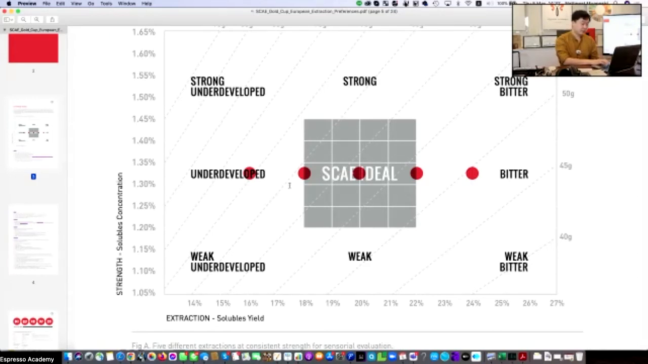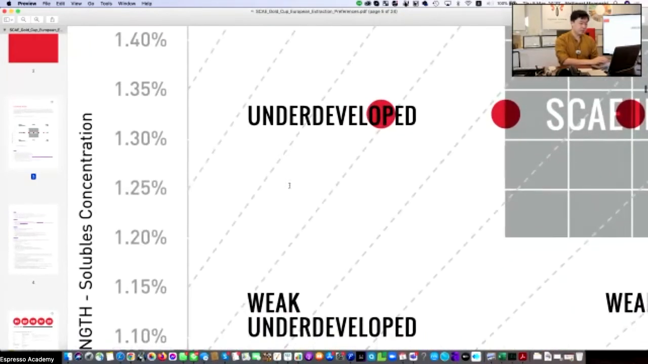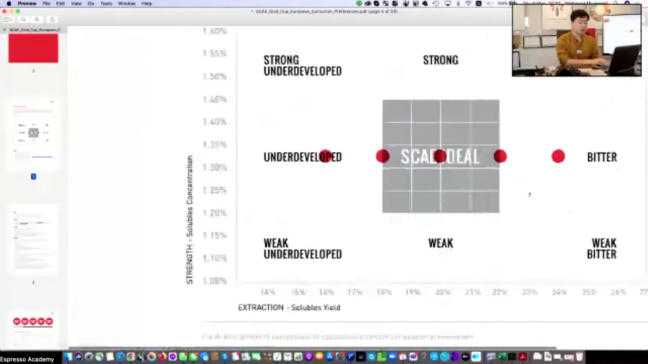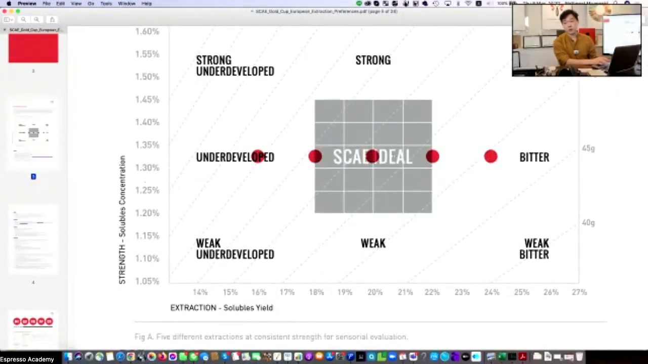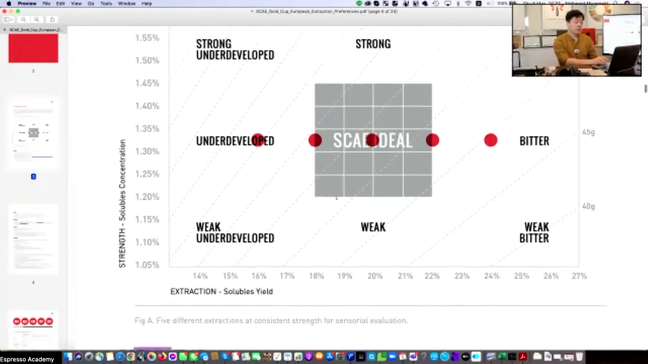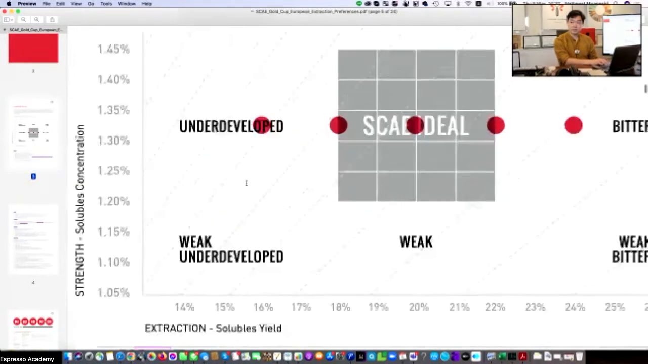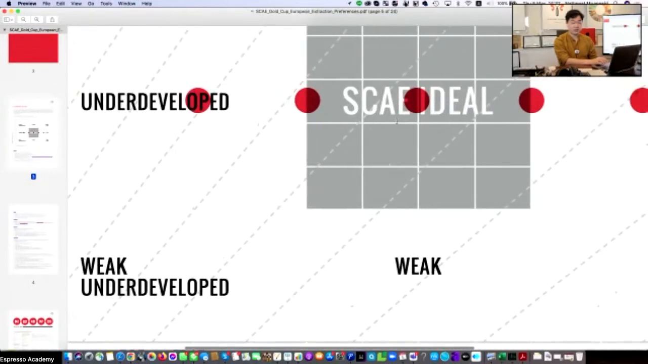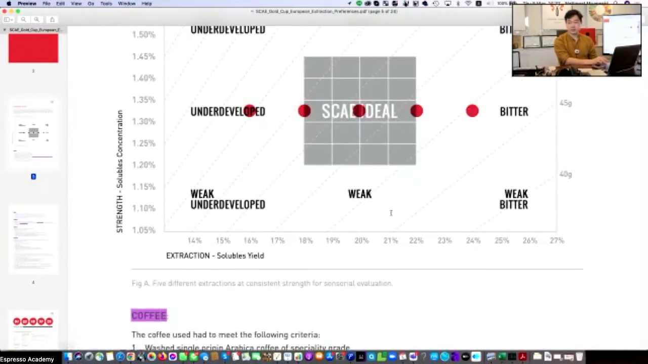Okay. For example, in this one, they just want to make sure that people taste the same coffee at the same intensity. So all the coffees will have the same body of 1.33. But the extraction is different. One of them is here at 16%, the other one is there. With a different percent of extraction, it will produce a different taste and flavor in the coffee.